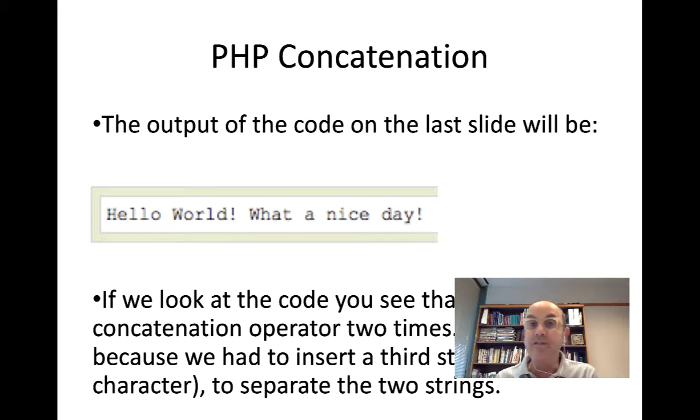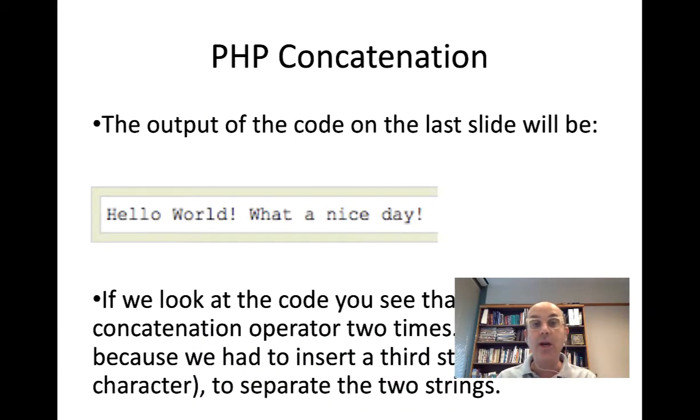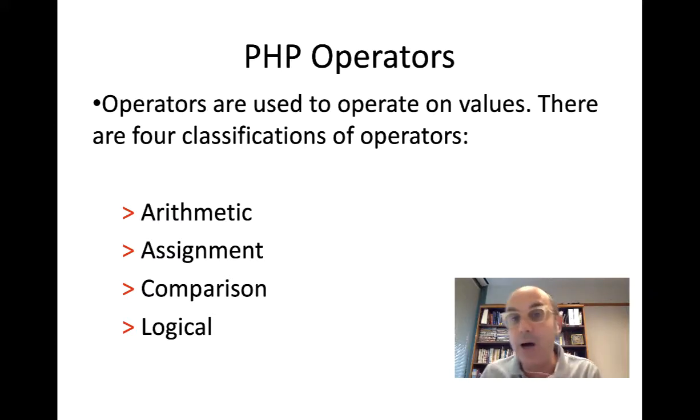So the output of the code in the last slide will be hello world, what a nice day. And how did I do that? I declare two variables. Variable text1 is equal to hello world, variable text2 equal to what a nice day, and I said the echo I want it to be text1 and space and text2. So in order for us to do that, you see there's a small space between them and that allowed us to do hello world, what a nice day. So we are looking for two separate things that we allow us to do.